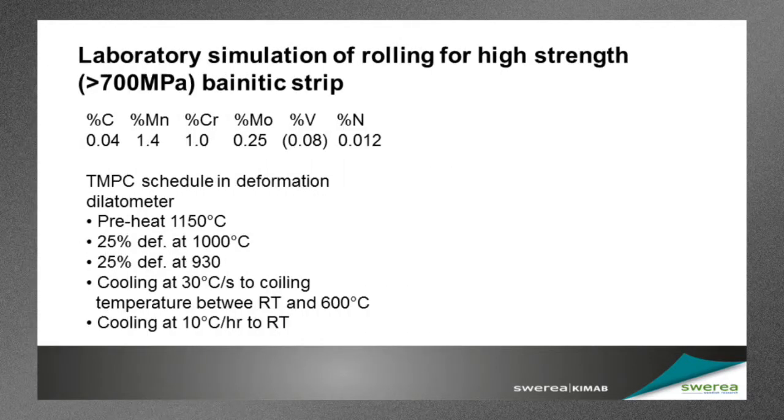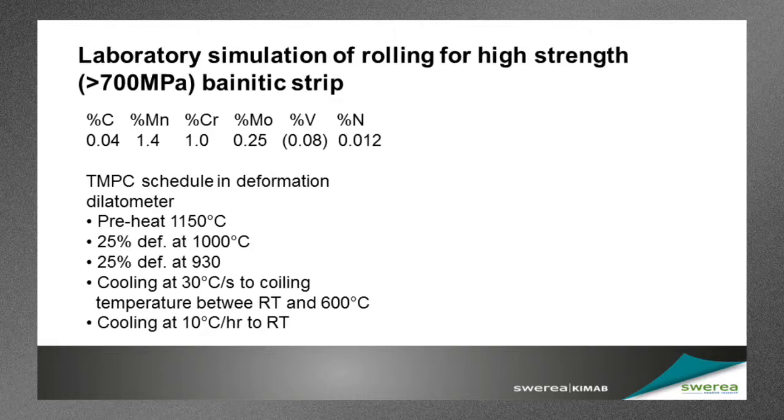Now I'm going to turn to a completely different aspect of the use of vanadium, one that we've only discovered relatively recently, although it does build on knowledge from many years before in other kinds of steels. And this is in the production of high-strength bainitic strip. So this is strip steels aiming for a yield strength in excess of 700 megapascals by using a bainitic structure.